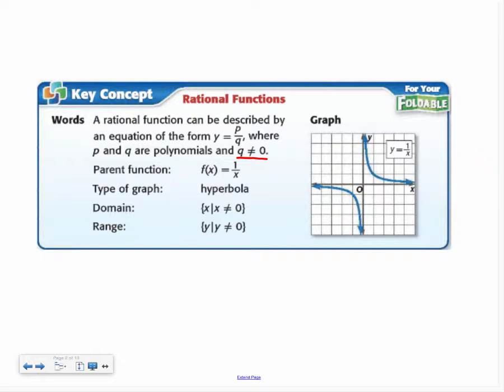The parent function is f of x equals 1 over x, and this is the graph that you will end up getting once you have a function of that sort. The type of graph is known as a hyperbola graph, and the domain is x cannot equal 0, and the range is y cannot equal 0.